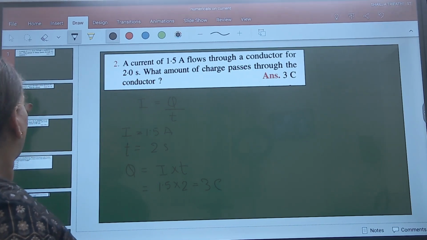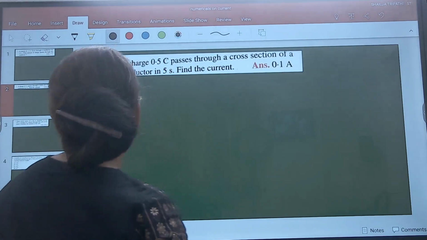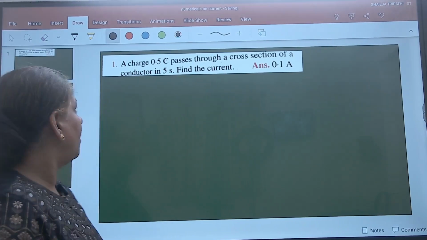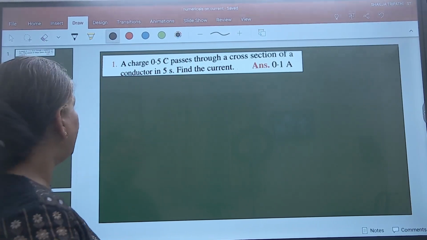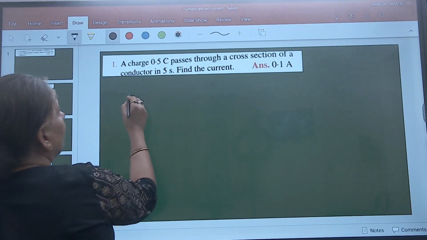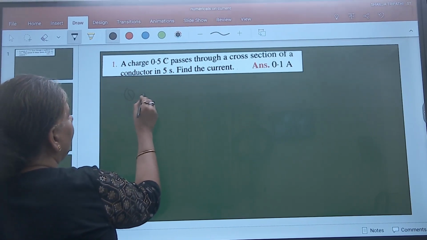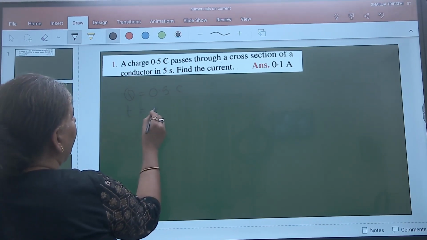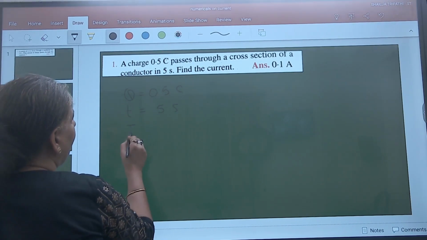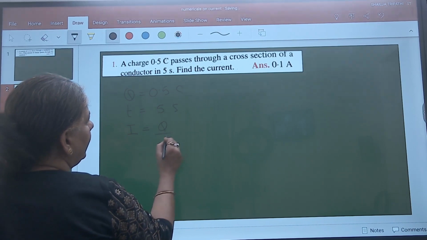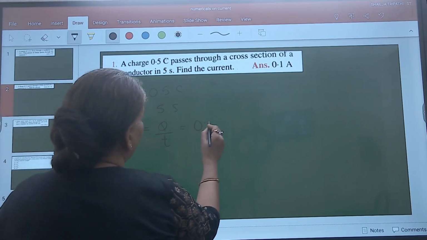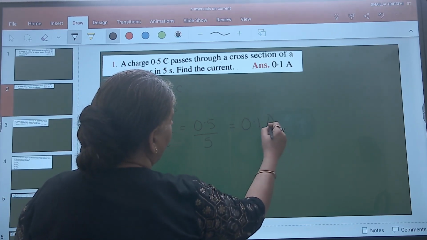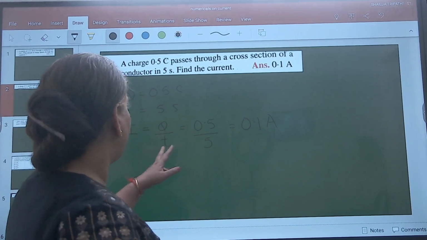Now let's come to another question. In this question, a charge of 0.5 coulomb passes through a cross section of a conductor in 5 seconds. Find the current. So, charge Q is given, 0.5 coulombs, time T is 5 seconds, and we have to find I. That is nothing but Q by T. So 0.5 upon 5, you get 0.1 ampere.